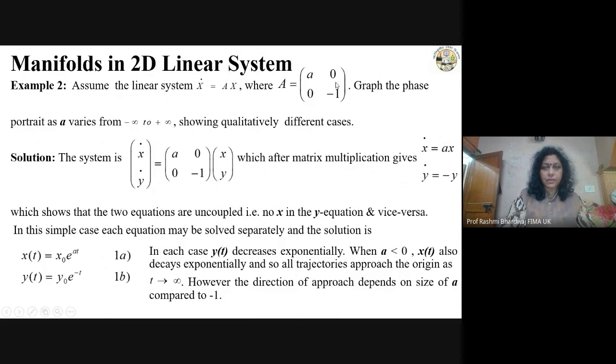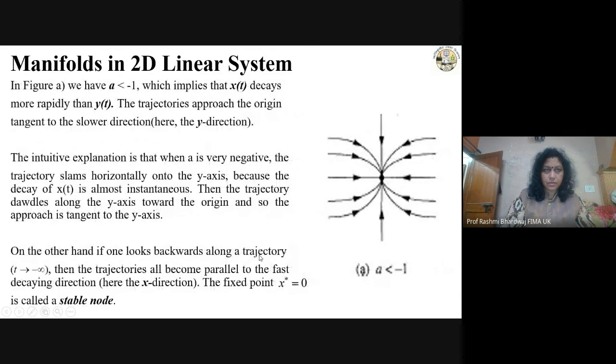Same way you have this graph where a varies from minus infinity to infinity. So as this value varies, you are getting different types of systems. And I think I tried to show that. If a is less than -1, you are getting a system where all the trajectories are moving towards this point. So it is a stable node.